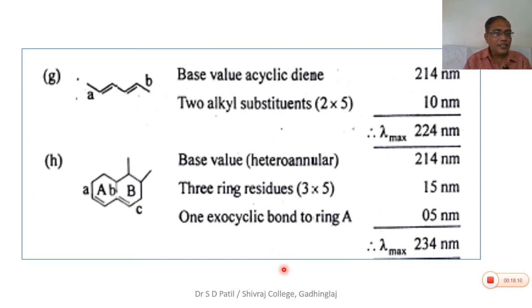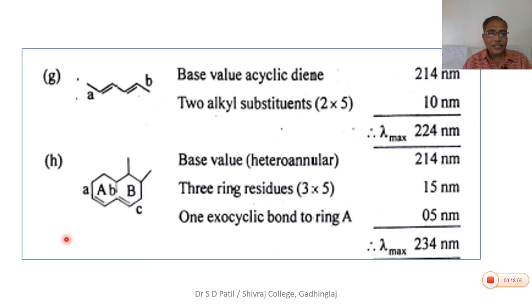In this structure G, the structure is an acyclic diene. It is an open chain structure. So one double bond, single bond, double bond. So this constitutes the diene system. Then in this diene system, to the first carbon there is one substituent indicated by A, and to the fourth carbon there is another substituent indicated by B. So two alkyl substituents. Base value for an acyclic diene is 214 nanometers. Two alkyl substituents give 2 into 5, that is 10 nanometers. The total is 224 nanometers, which is the lambda max value for this particular compound.